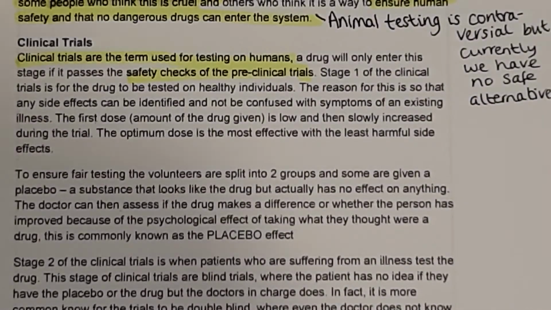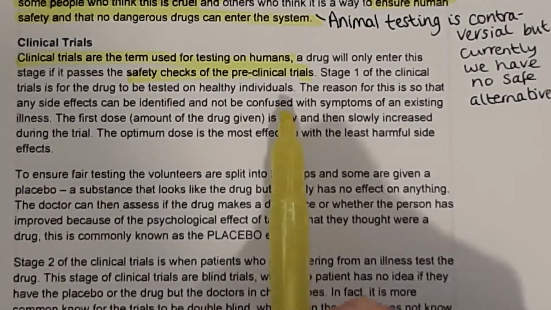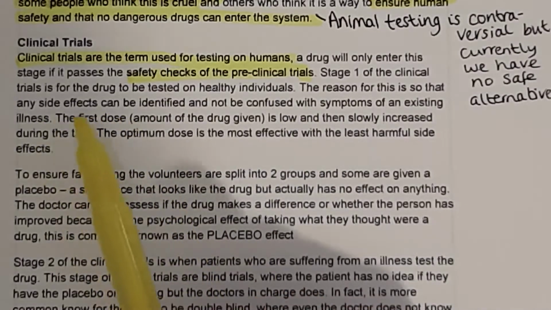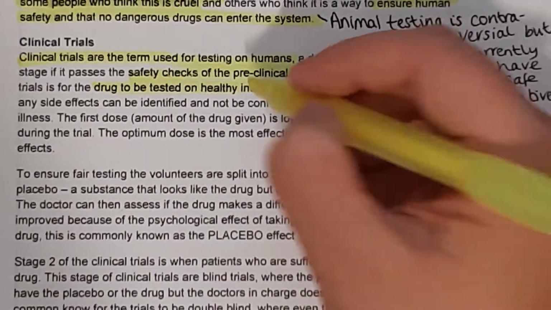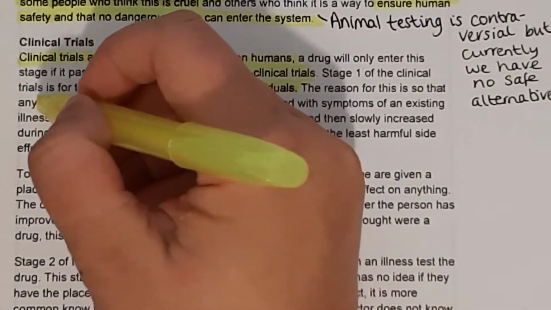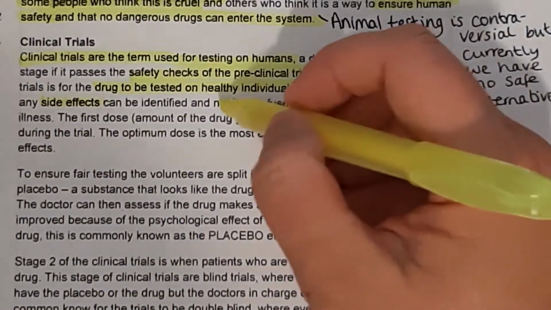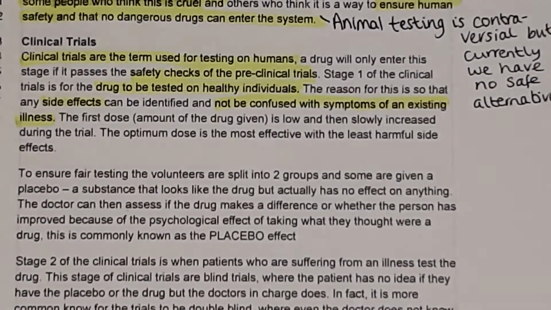Now, stage 1 of the clinical trials, so this is stage 3 of the whole process, is that the drug can be tested on healthy individuals. Okay, so first we test it on healthy individuals. This is so that we can see any side effects and not confuse them with symptoms. If people are healthy and don't have any existing illnesses, then any side effects that happen are clearly going to be side effects and not something that they would have got anyway.